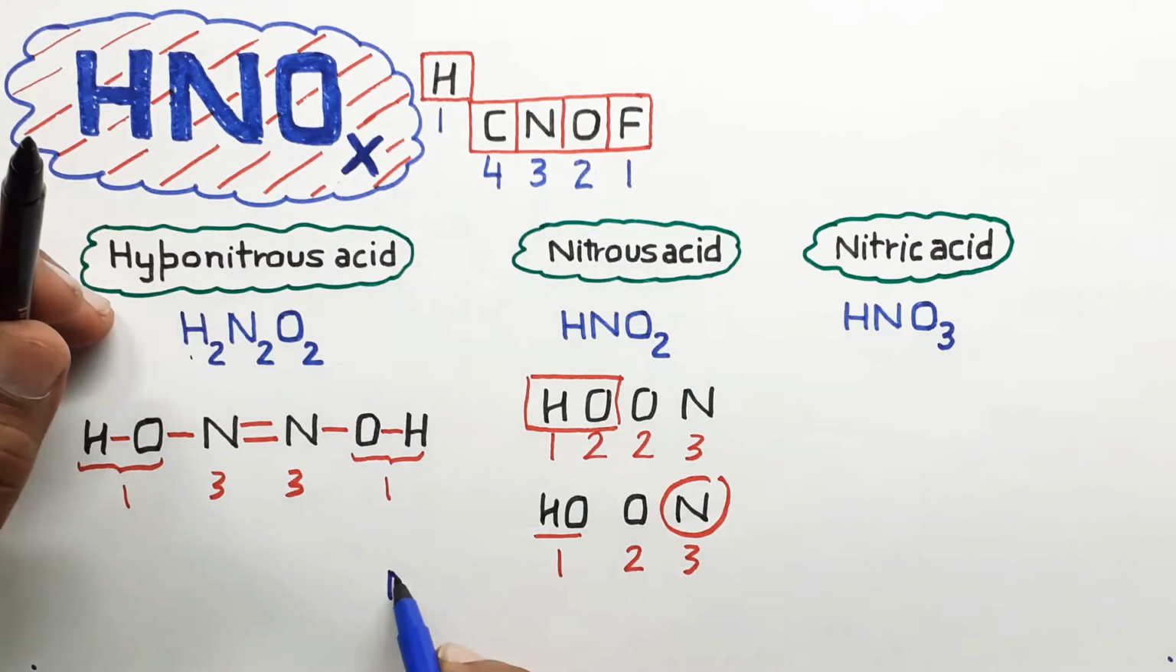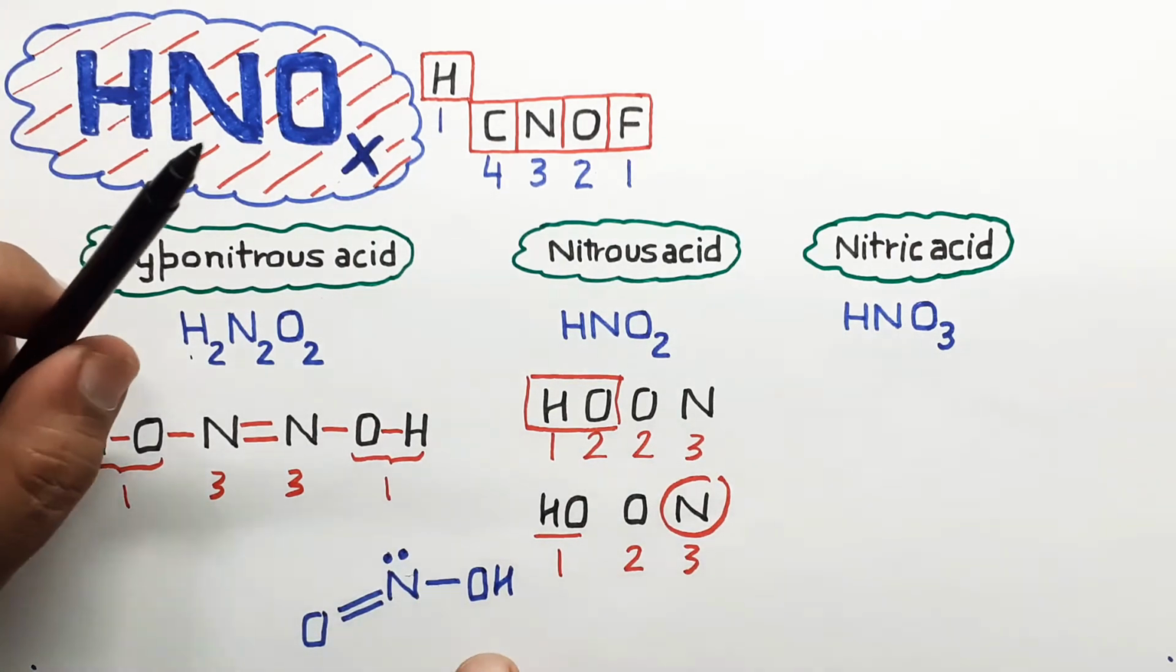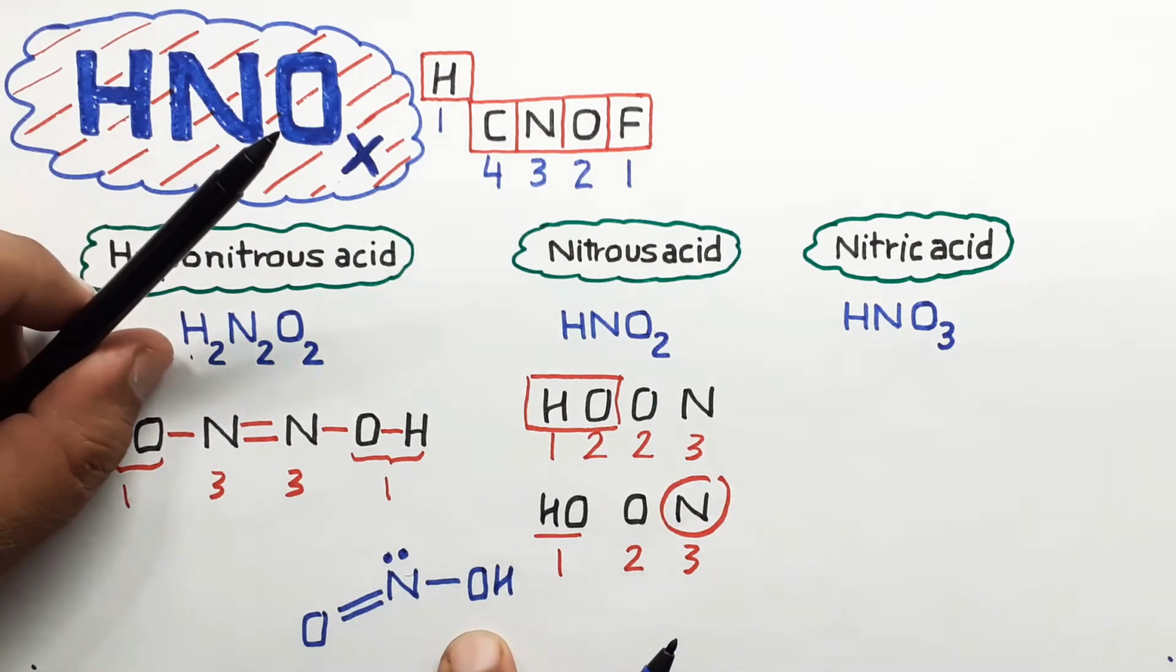So put nitrogen, then has a single bond with OH and a double bond with another oxygen, and just keep a lone pair over here. This acid is quite important because in organic compounds, especially diazonium preparation, this acid is used, and you can prepare HNO2 by treating NaNO2 with mineral acids like HCl.